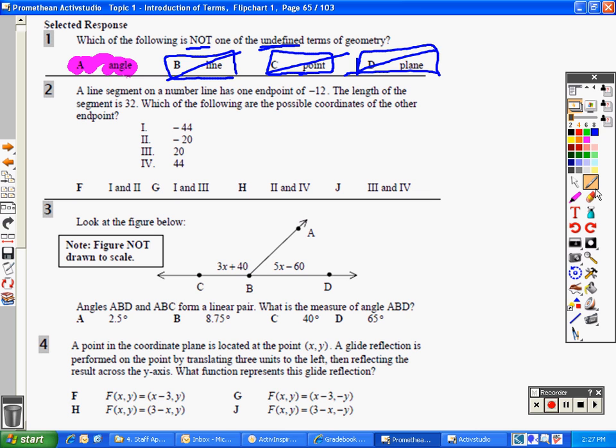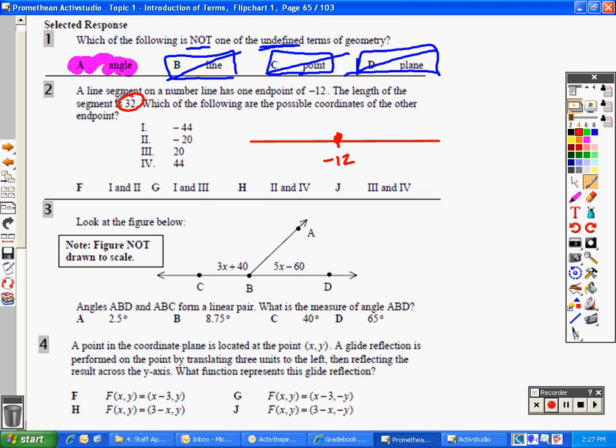All right, next one. We have a line segment on a number line that has one endpoint of -12, and the length of the segment is 32. Which of the following are possible coordinates for the other endpoint? Okay, so let's draw a picture. I always like to draw a picture. I have a number line. On that number line, I have a point with the coordinate -12. And this is just one endpoint. The other endpoint could be somewhere else on this number line, but we know that its length is 32.